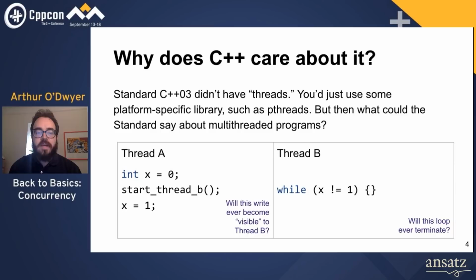And if everyone's going to start writing multi-threaded programs, we really don't want them all to have undefined behavior, right? If we have two threads, thread A and thread B, in a pthreads program, and one of them writes to an int and the other one tries to read from the int, will that second thread ever actually see that write? Standard C++ 98 and 03 didn't say because they had no concept of what it meant to have thread A and thread B in the first place. C++11 is going to fix that, as we'll see.